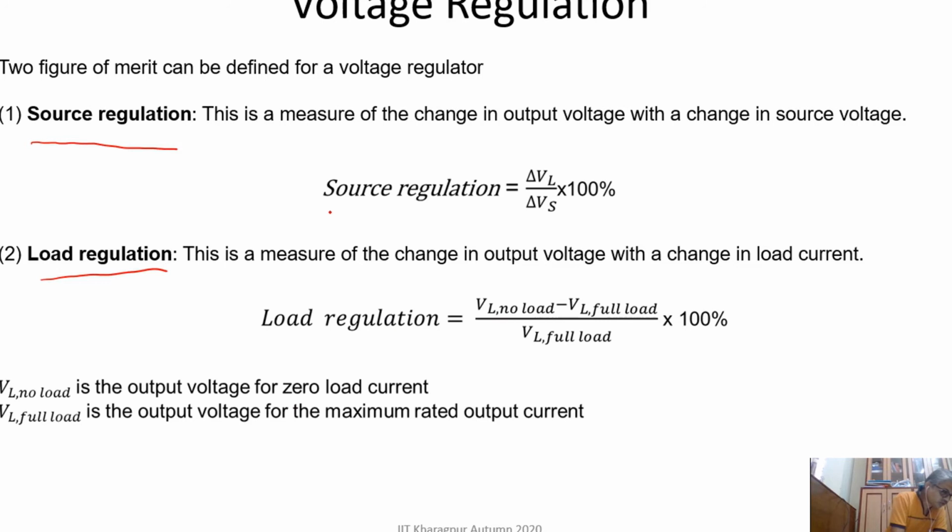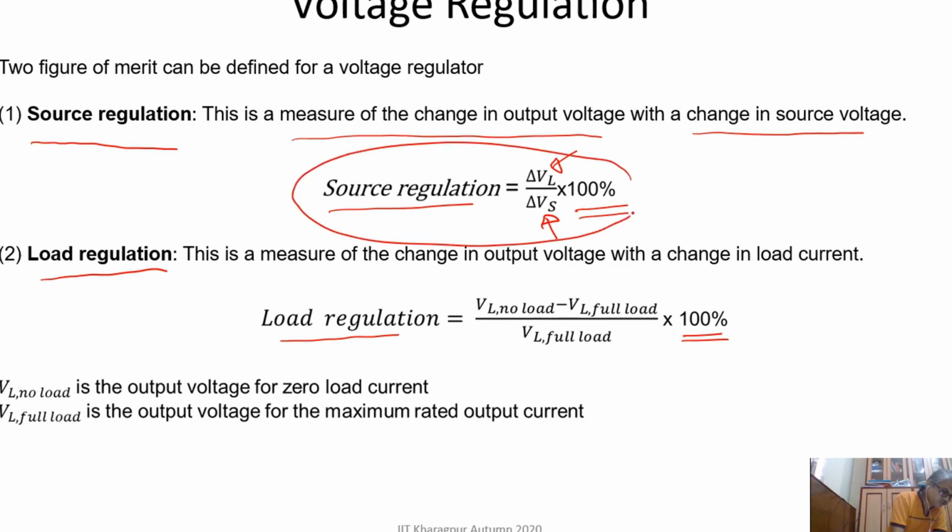Now what is source regulation? Both of these are usually represented in percentage form. Source regulation is a measure of the change in output voltage with a change in the source voltage. So del VL over del VS multiplied by 100. So that is basically your source regulation.